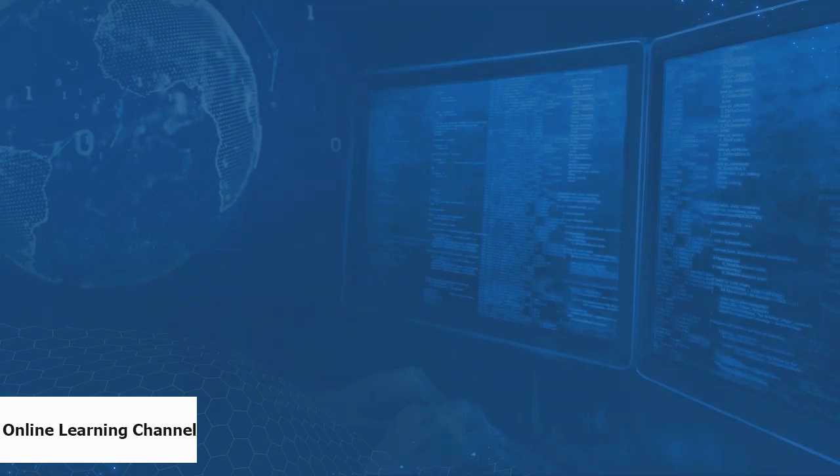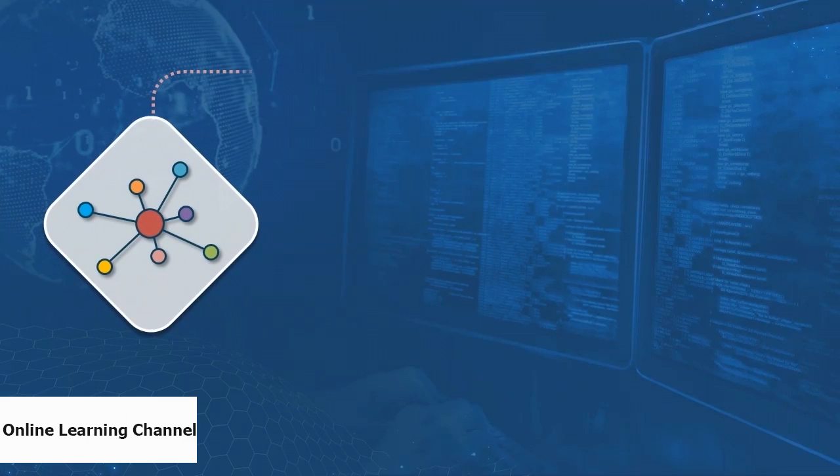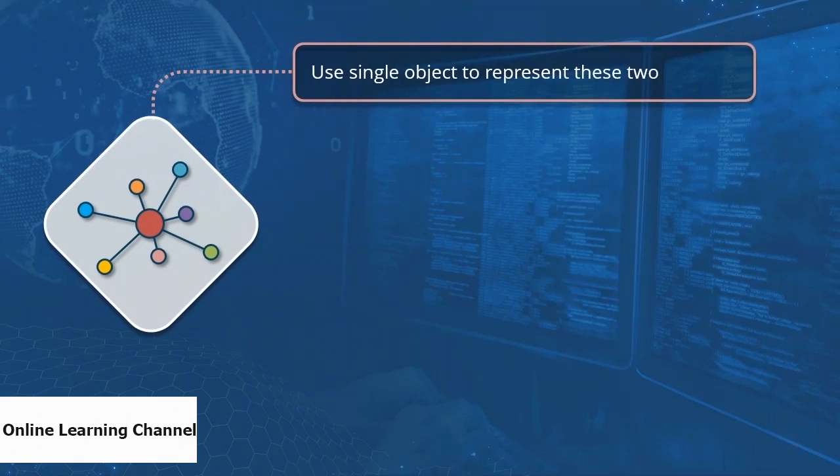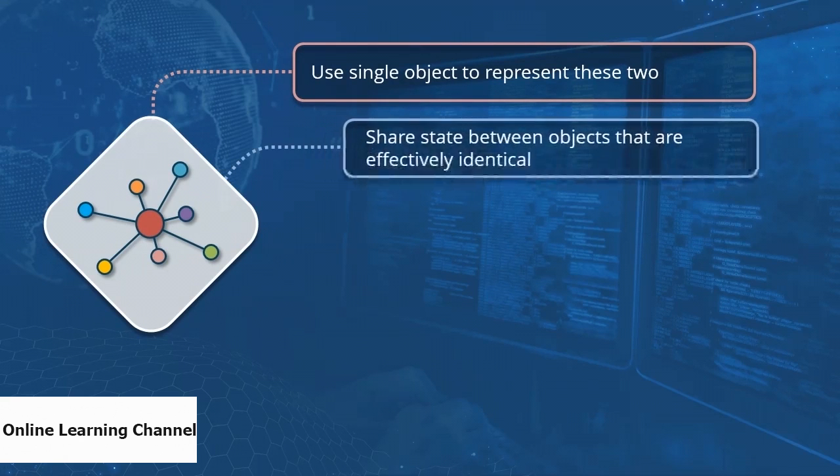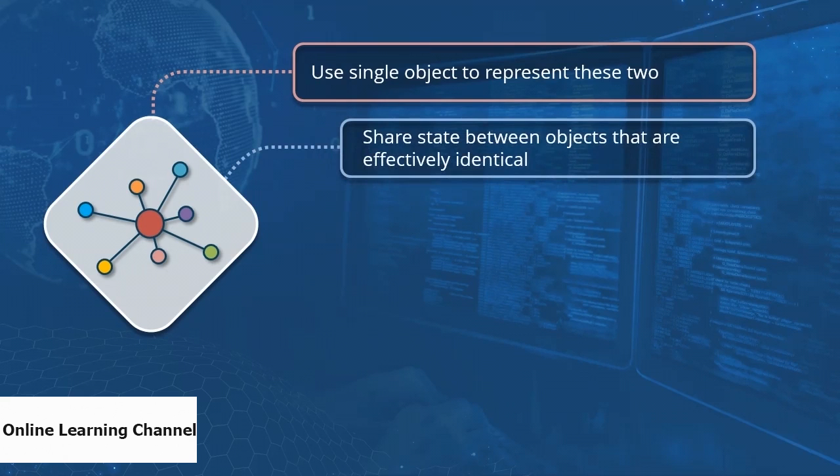So, what you need to do in order to implement the flyweight pattern while using these strings is to use a single object to represent both of these identical strings. You'll share state between objects that are effectively identical. You'll have the strings reside in one memory location, and all variables that reference that string point to the same memory location. Higher level programming languages have been optimized over the course of years, and they all use the flyweight pattern in order to store and reference string objects.